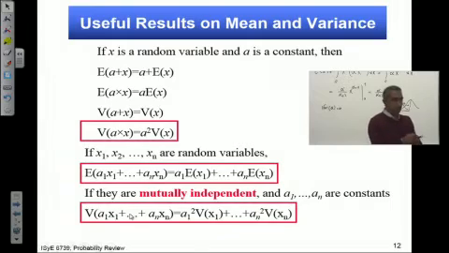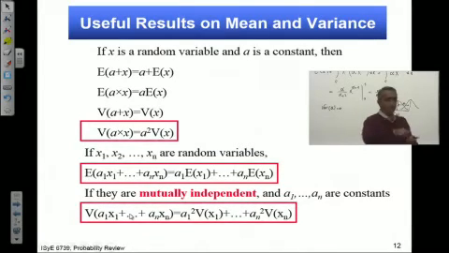For example, if x1 changes, it doesn't affect the value of x2. Or when x2 changes, it doesn't affect the value of x3. So for this to be true, we need to have mutual independence. Does it make sense?